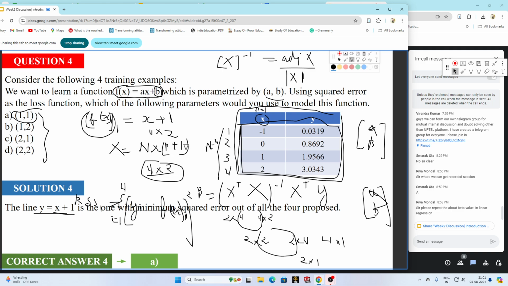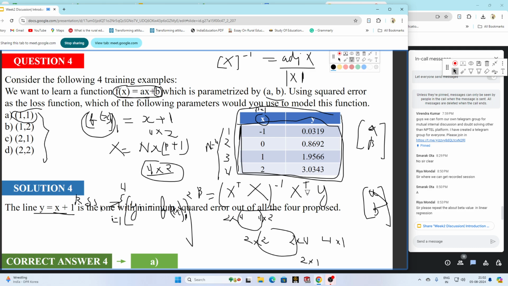Why not 4 cross 1? Because here we have an extra intercept, that is, one more coefficient beta. That is why it is a 4 cross 2 matrix. Now the transpose, you can find, is a 2 cross 4 matrix, converting columns into rows and rows into columns. You can multiply it and find the inverse, and your matrix will be of order 2 cross 2.